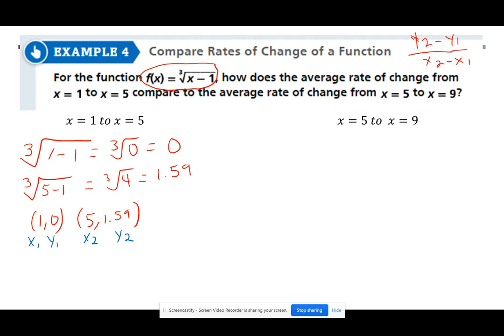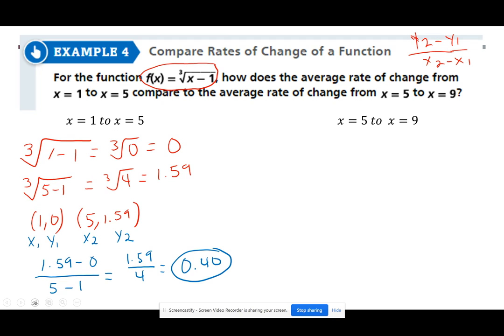All right, remember my first point gets 1s, my second point gets 2s, and each one gets an x and a y. So y2 minus y1 over x2 minus x1. So 1.59 minus 0 is 1.59. 5 minus 1 is 4. And if you go ahead and divide that out, let me look at my paper here, I get 0.40. Okay, or something close to that. It might depend on how you round.